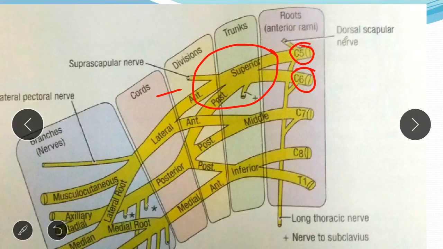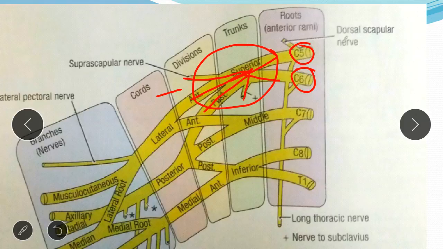Superior trunk, and then here the C5 and C6 anterior rami of spinal nerves, then the superior trunk and 2 nerves arising from the superior trunk, and then the anterior and posterior division of the superior trunk. This is the Erb's point, the meeting point of these 6 things. These 2 nerves arising from the superior trunk are the nerve to subclavius and the suprascapular nerve.